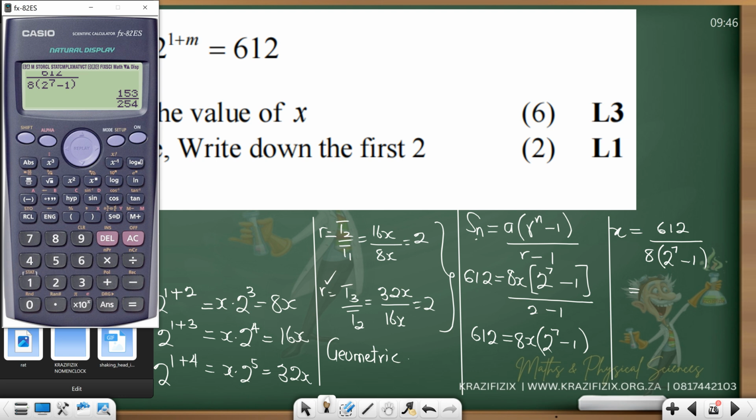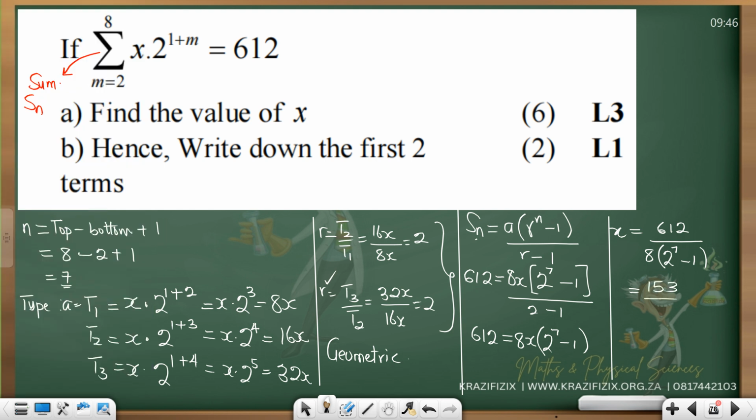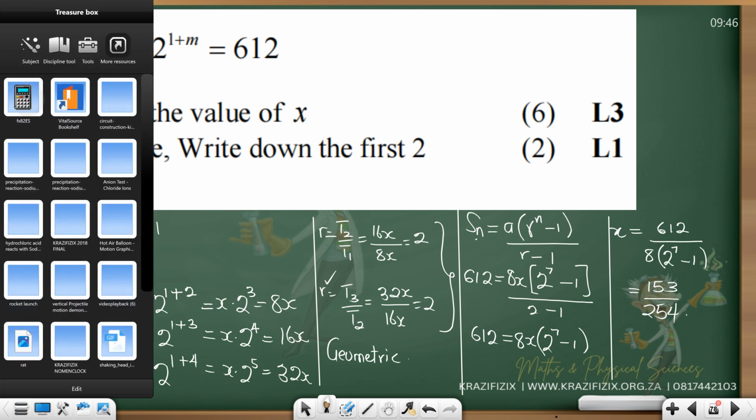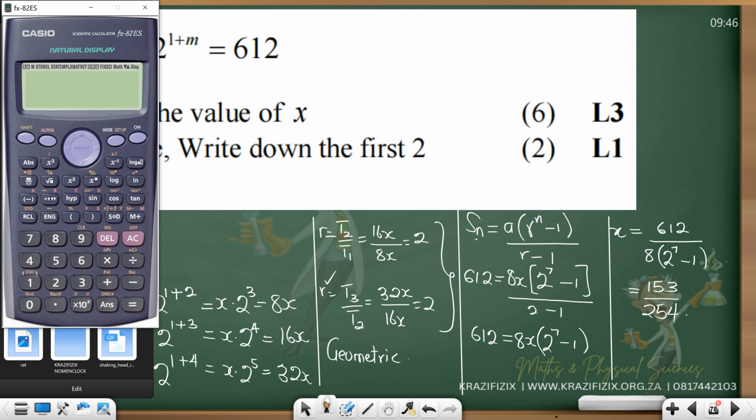It's a geometric. 1/5, and we can confirm 153 over 254. Wait, I want us to confirm. Let's confirm something together. I'm going to just get a calculator. Follow me. Let's check. I'm going to use my SN formula, but I'm not going to write.